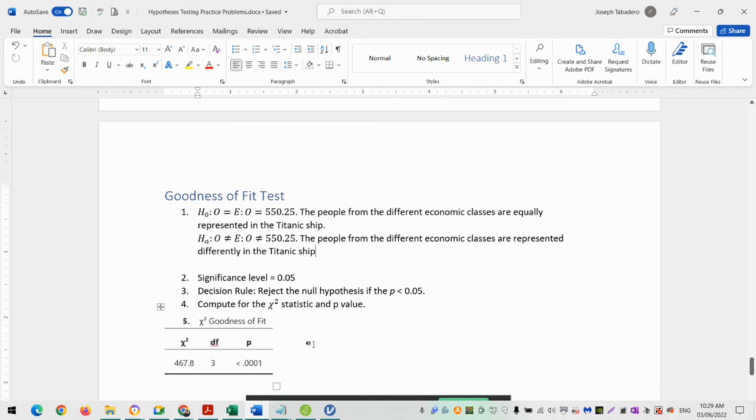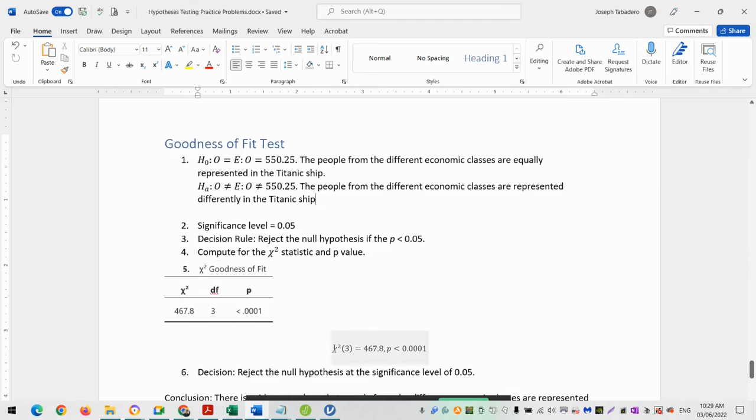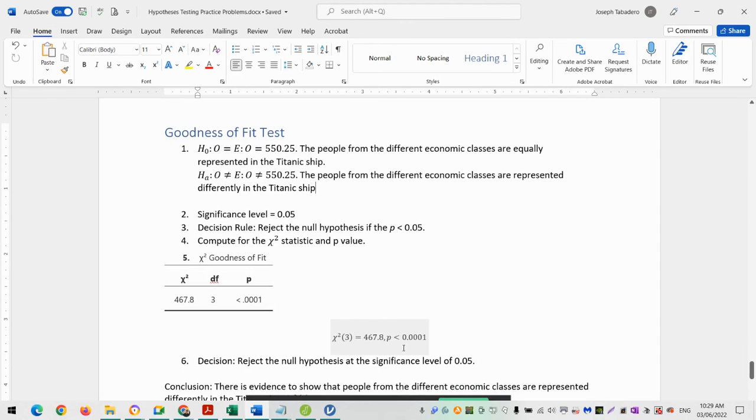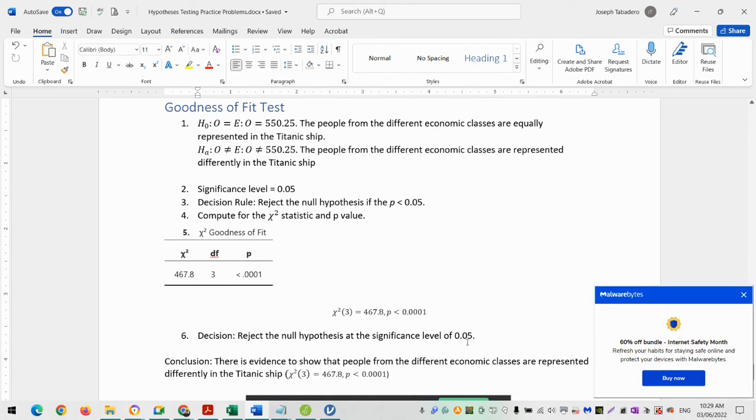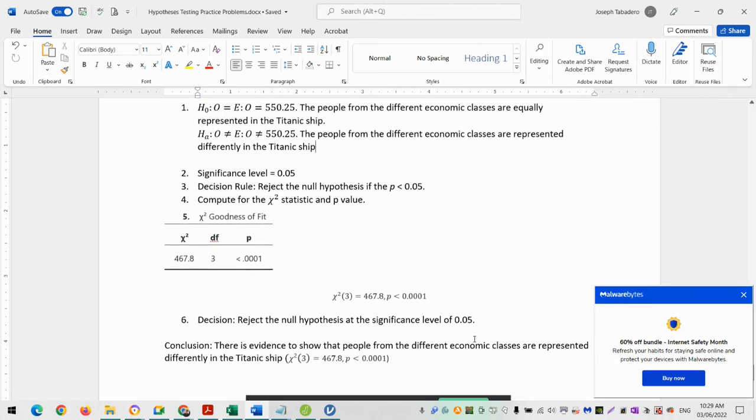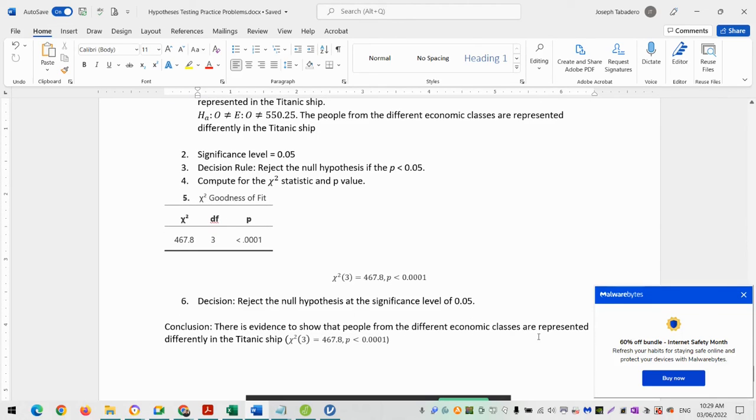Going back to the steps of test of hypothesis, when we are writing the paper, pwede nating isulat itong result as follows. Chi-squared of 3 equals 467.8, and this has a p-value of less than 0.001. Therefore, the decision is to reject the null hypothesis at the significance level of 0.05. And therefore, we can conclude that there's evidence to show that the people from the different economic classes are represented differently in the Titanic data set, based on the chi-square statistic of 467.8 at 3 degrees of freedom with a p-value of less than 0.001.